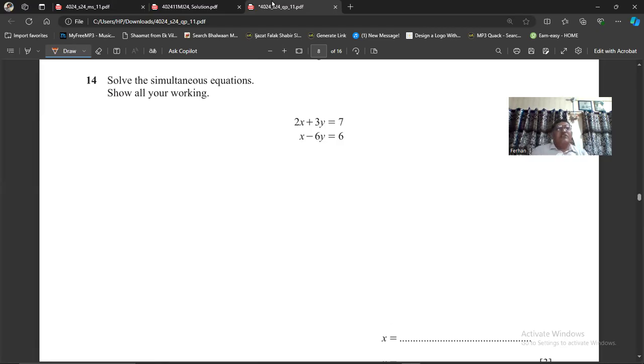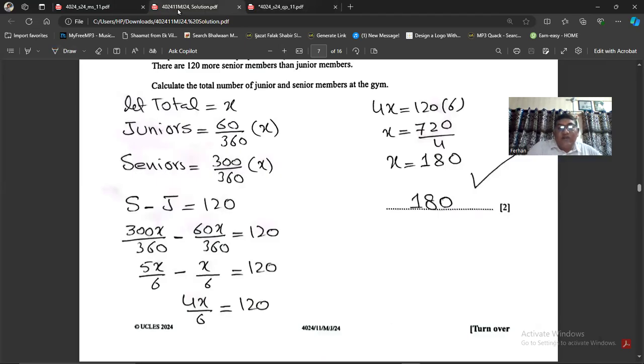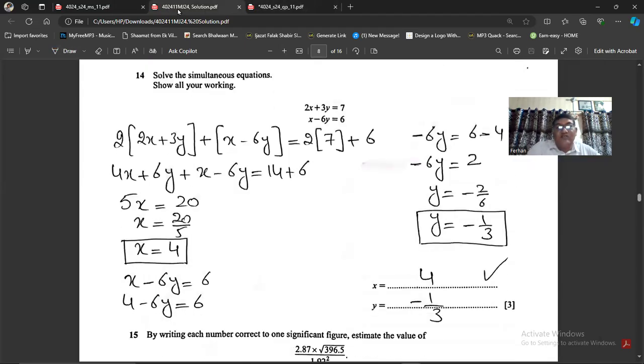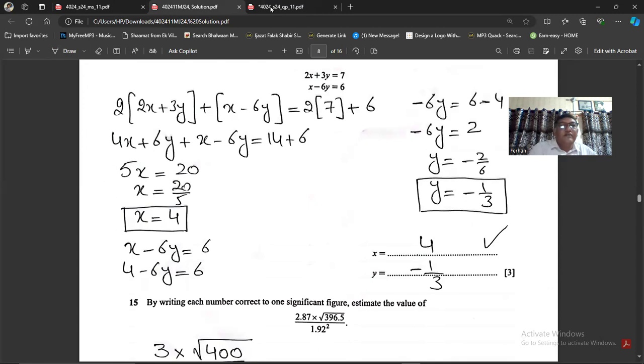Solve the simultaneous equations, show all your working: 2x plus 3y equals 7, x minus 6y equals 6. This is question number 14. We want to find the value of x and y. So what I am going to do is, sorry, I'm going to make the y the same, and then I will add both these equations with each other, and the y will be cancelled out, eliminated, and you will get the value of x.